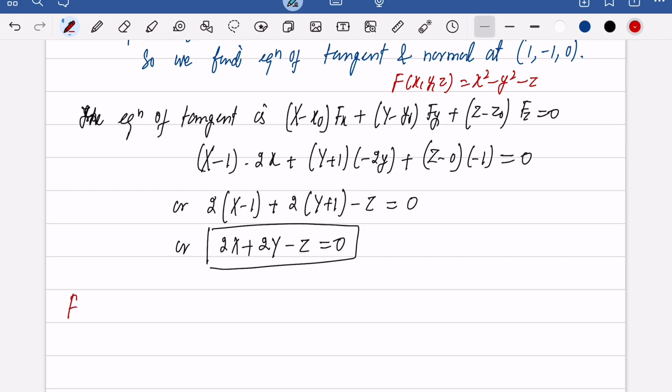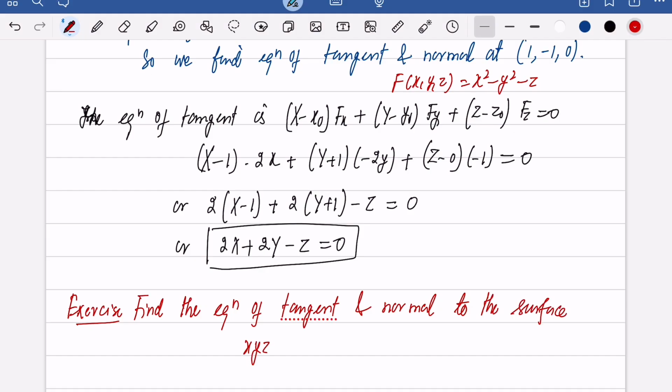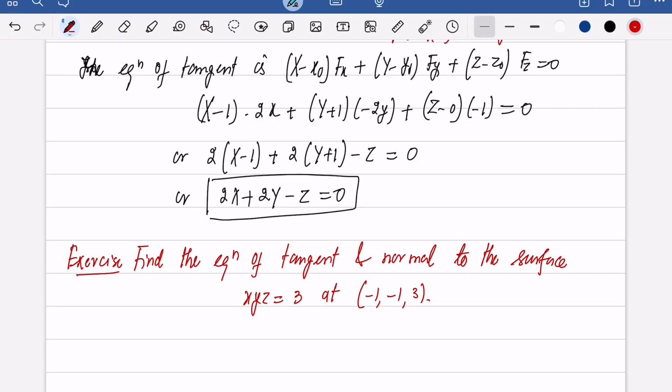Now we write one exercise here. Find the equation of tangent and normal to the surface xy by z is equal to 3 at minus 1, minus 1, 3. And one point that we must always remember is that when we are asked for the equation of tangent and normal to a surface at some given point, first of all, we must verify whether this point lies on the surface or not. If we look at this point minus 1, minus 1, 3, if we substitute in this equation, it will satisfy the equation, so this point necessarily lies on the surface.